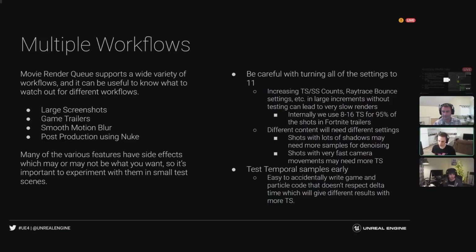That's why we have the per shot override now: you can go in and say, for this shot only, do 16 temporal samples. Shots with very fast camera movement may need more temporal samples.